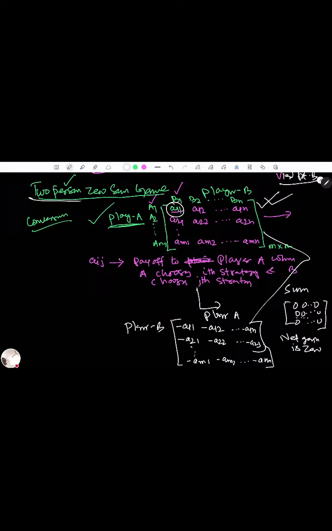So here, a two-person zero-sum game means there are two players. The payoff is written from the viewpoint of the player written on the left-hand side, and it is such that the net gain is 0.